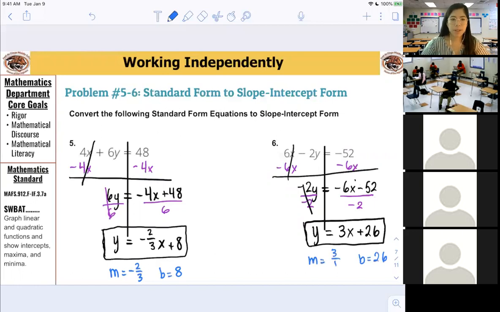Questions on number 5 or number 6? Make sure you understand how to get each of those numbers. If there's anything that's still confusing about this, now is the time. Now is the time to ask.